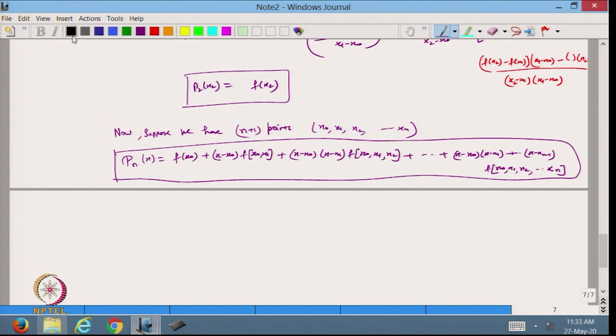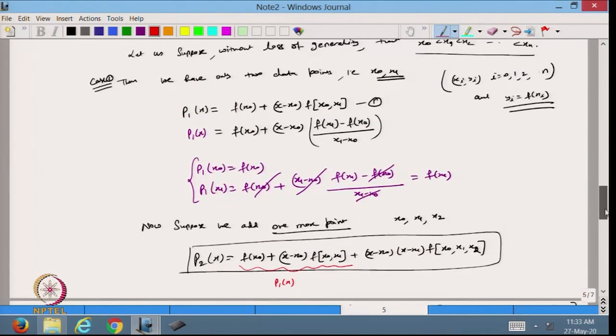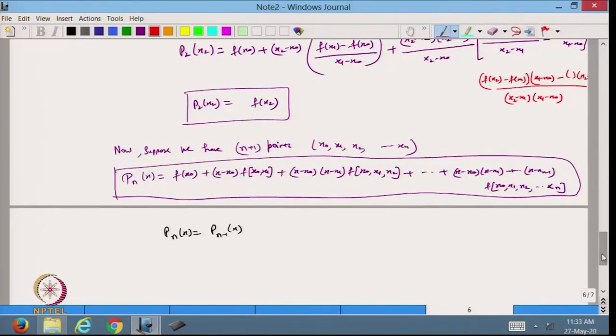So, from here also we can see that my pn(x) can be written as p(n minus 1)(x), like we have seen here that in the p2(x) I was using this value. Up to this it was p1(x) and I have added this term, right. So, from here I can write pn(x) is equal to p(n minus 1)(x) plus the last term, with the divided difference over x0, x1, x2 up to xn.